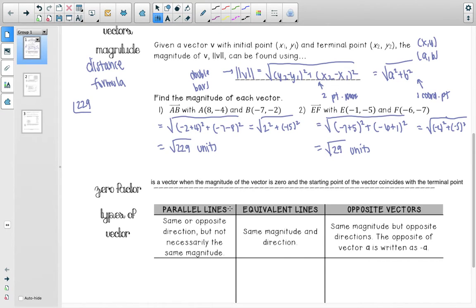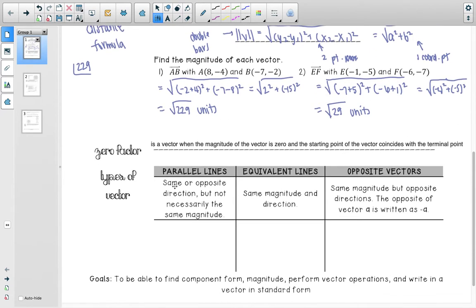All right, just write this definition down. Just pause the video and go ahead and write it. A zero vector is a vector that has a magnitude of 0, so there's no distance on it. And basically it's saying its starting point is where it ends. So that's a zero vector.